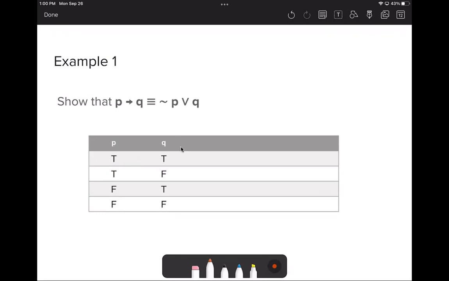Now let us try to determine the truth values for P implies Q. By definition of the implication, this will only be false if P is true and Q is false. So that means that it will be false at this row, or at this combination, if P is true and Q is false, and the rest will be true.